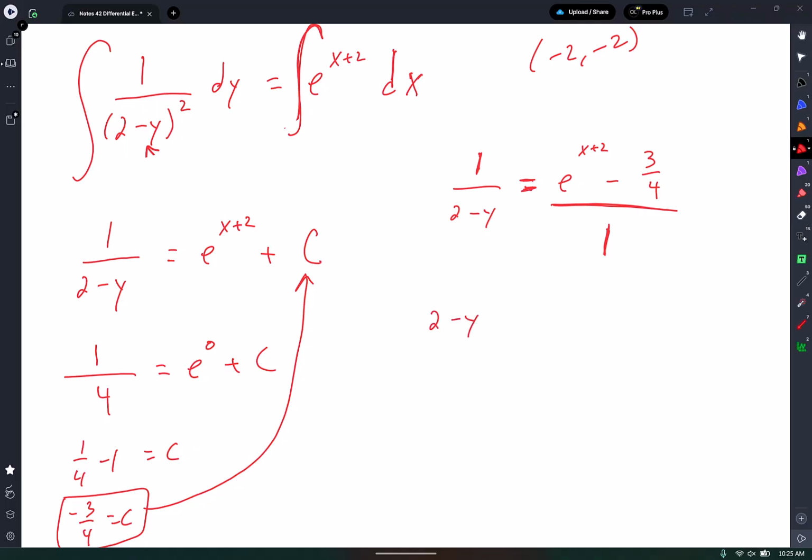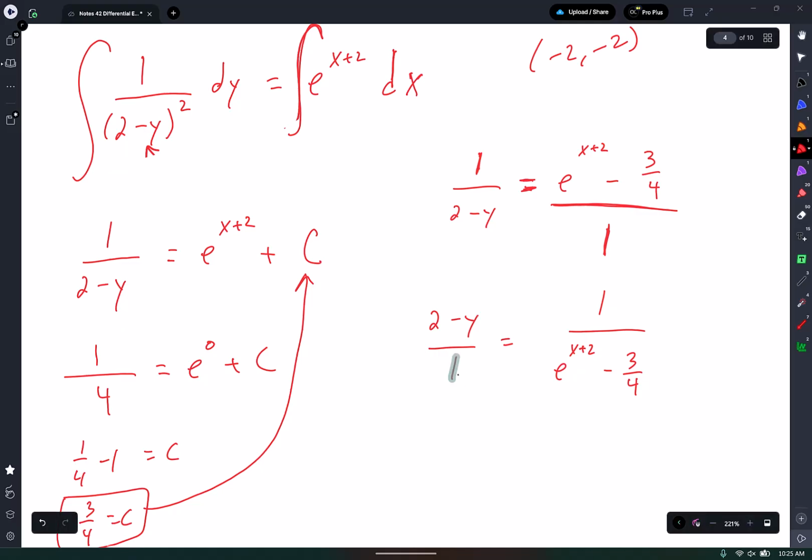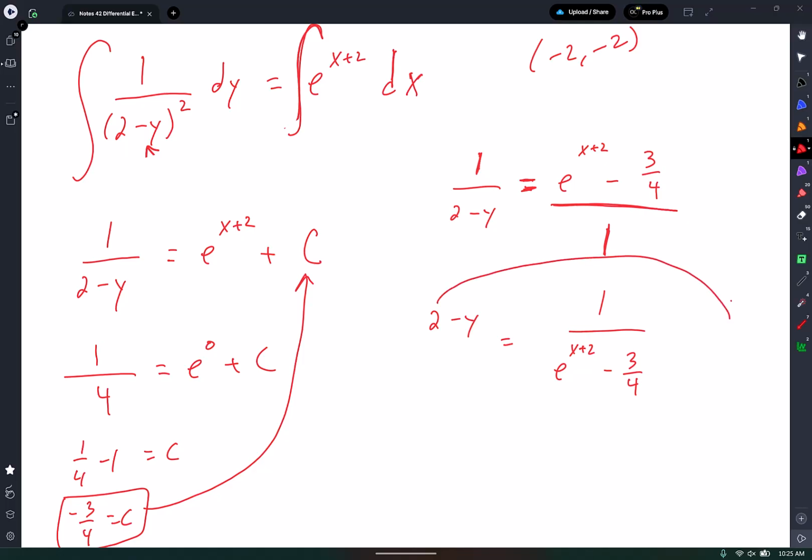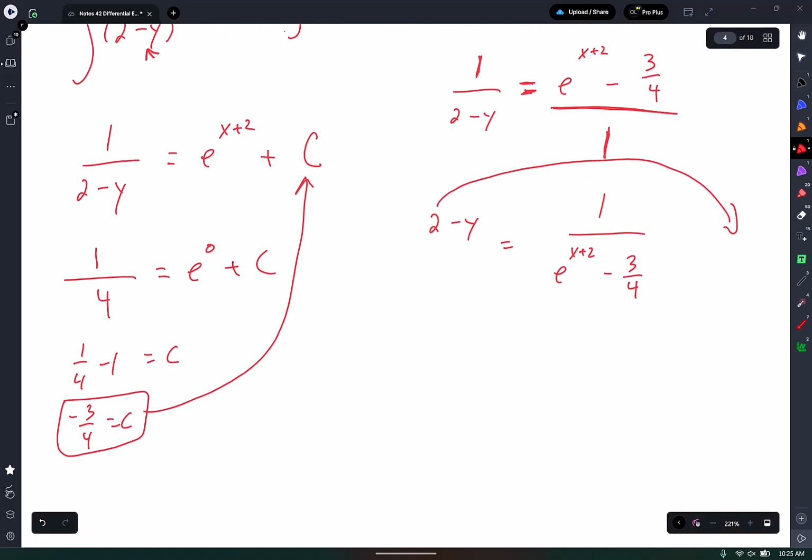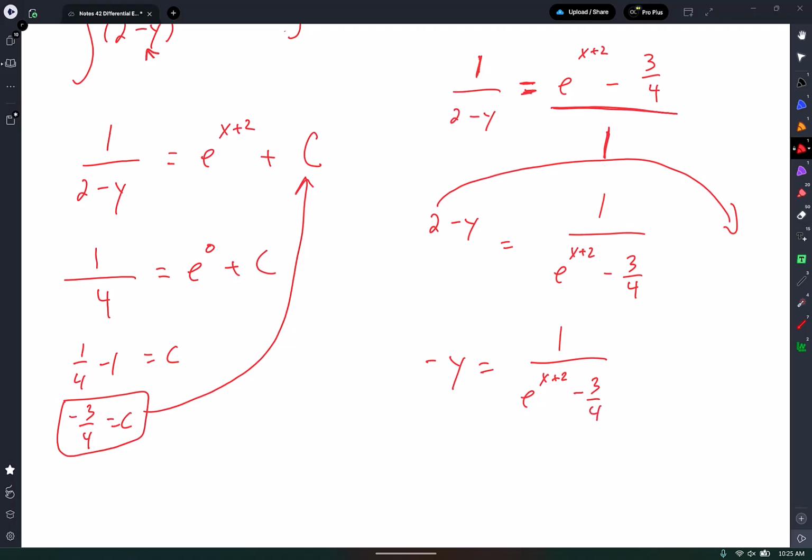2 minus y over 1, so you guys can see, equals 1 over e to the x plus 2 minus 3/4. Are we still okay? Okay. 2 minus y over 1 is just the same thing as saying 2 minus y, so I'm going to erase this over 1. I'm going to move the 2 to the other side. So that's going to be subtracting 2. So negative y equals 1 over e to the x plus 2 minus 3/4 minus 2.